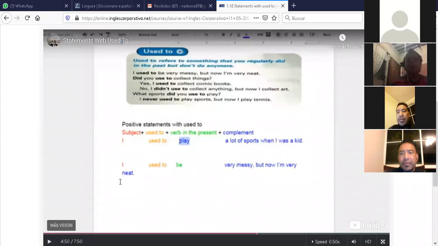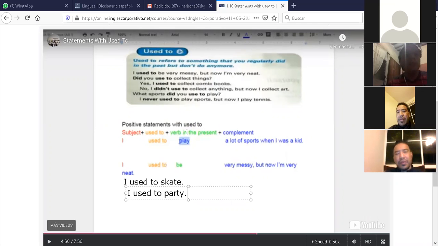Okay? Now, I'm going to mention a few. I used to skate. Yo solía patinar. Not anymore. Okay? Also, I used to party. Party can actually be used as a verb. If you notice here, it's verb in the present, which is the base form. Es el verbo en la forma base. ¿Por qué? Porque ya tenemos el solía. I used to. Not anymore. What about you guys? Would you mind mentioning things that you used to do and you don't do it anymore?